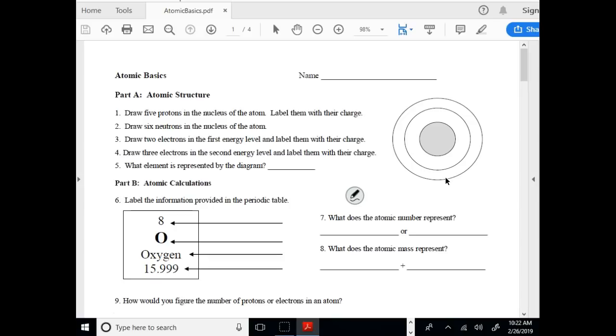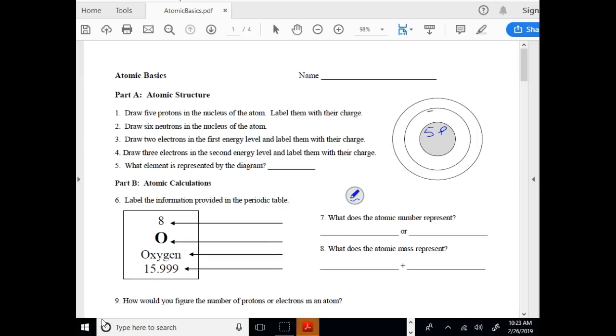So there are two ways to do this. You can actually draw the plus signs. To make it simple, I simply say, well, I need 5. So I'm writing 5 and a plus sign, or I can write 5 and a P sign. Both mean the same thing. They're indicating that I have 5 protons in the nucleus. So that's number one done. Okay. So draw 5 protons.